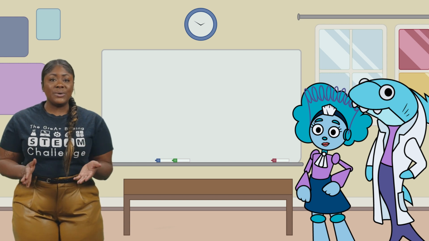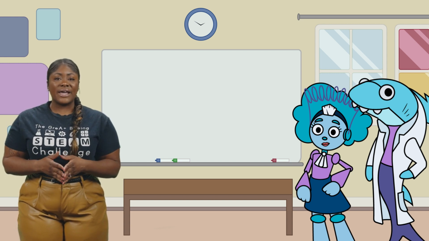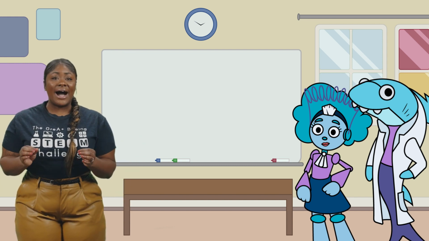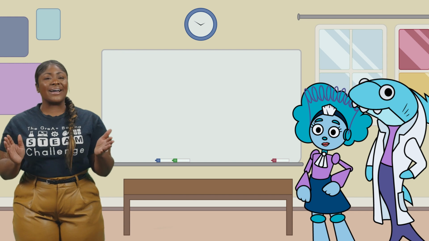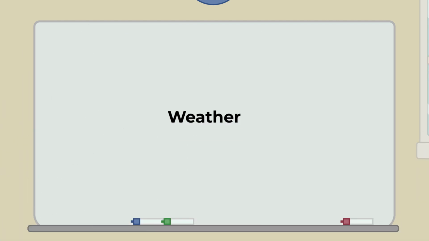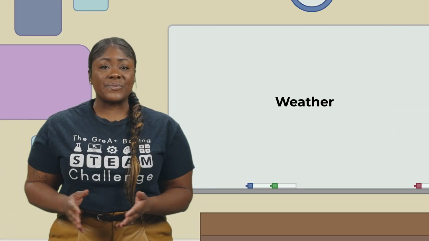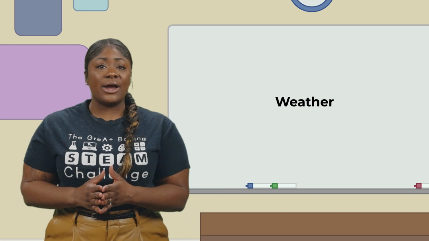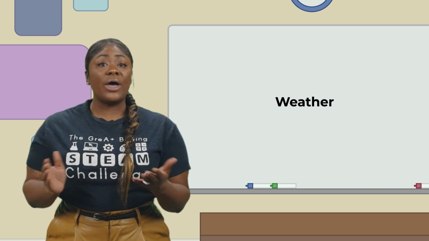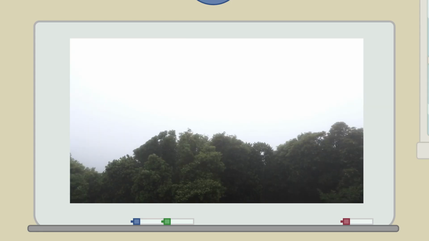STEAM scholars, can you guess what this unit is about? If you said weather, cheers to you, and welcome to the unit I like to call Weather or Not. Weather tells us day to day what the sky and air are like in any given place. Weather tells us if it's sunny, windy, cloudy, rainy, storming, or snowing.